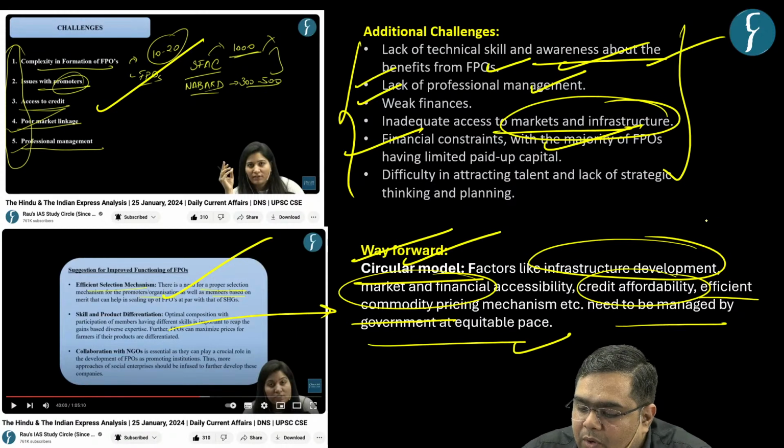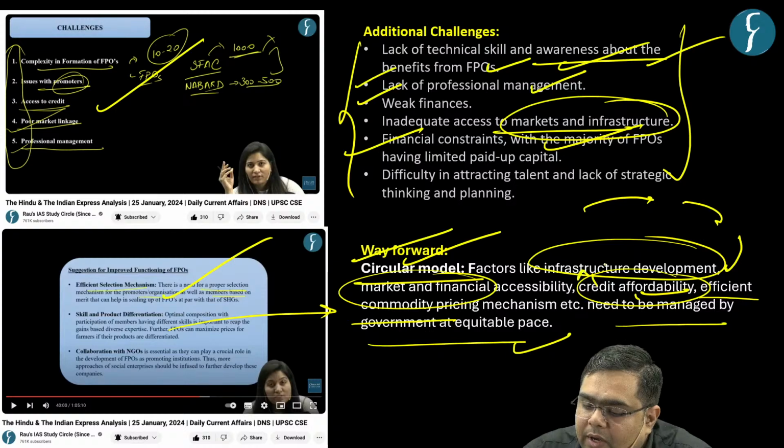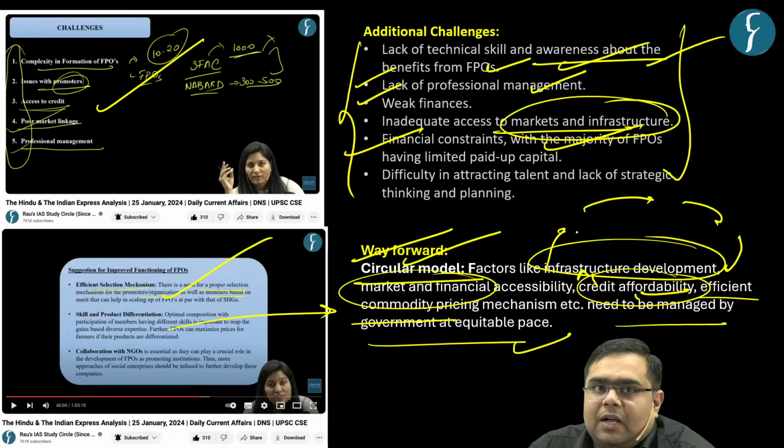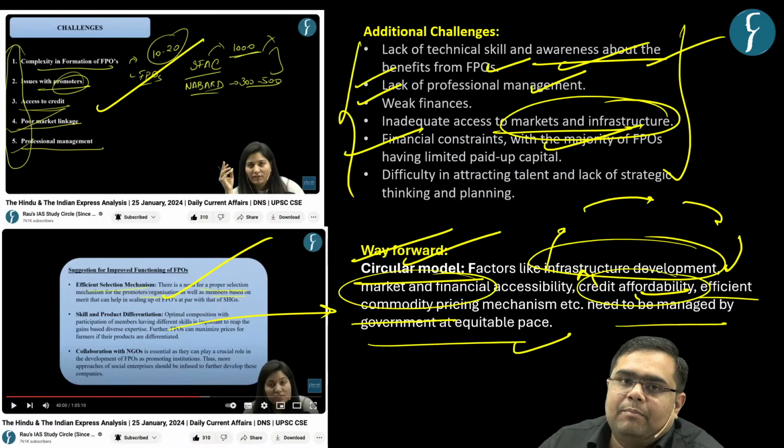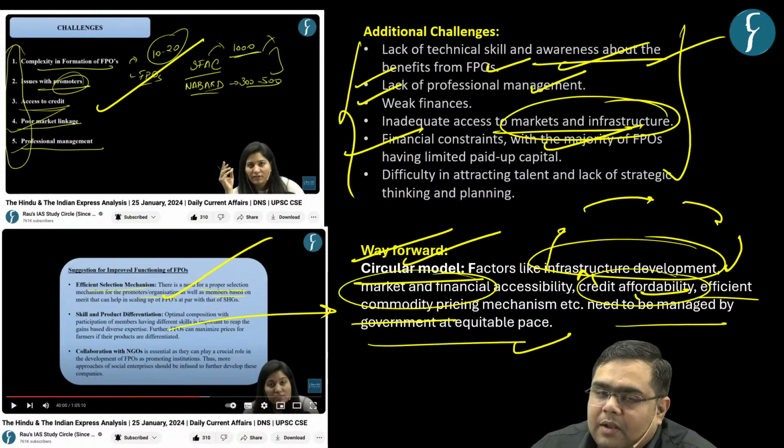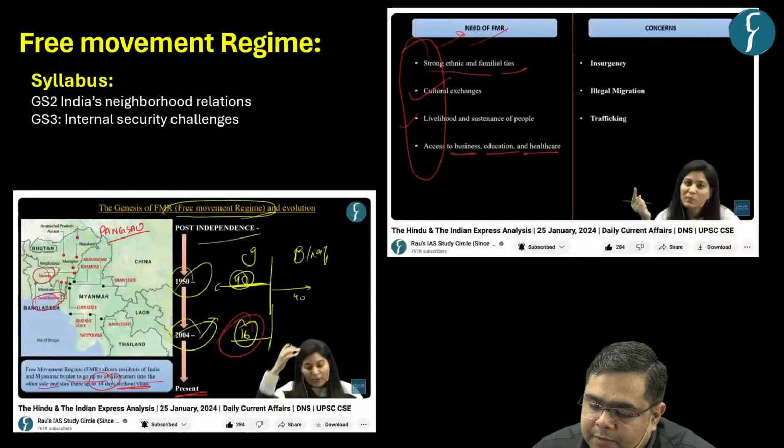Why is it circular model? That one impacts the other. If you implement one, it will have a cascading, positive cascading impact on the other, and then subsequently everything will fall in line and the farmer will gain. This goes on well with the government's aspiration of doubling the farmers' income in near future.